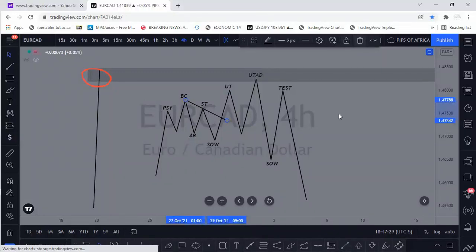Let me try to do this video very quickly. All right. So above here, you're going to get a UT, which is above the buying climax and ST. Right above the UT, you're going to get the UTAD. Then the UTAD is the final push to the upside. Then the market is going to the downside.